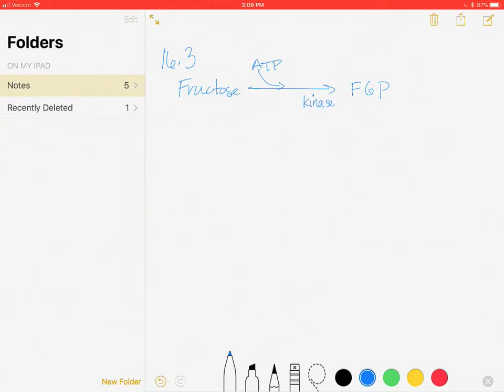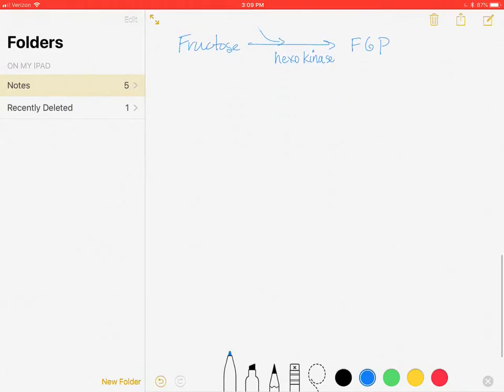And you remember in glycolysis, the first enzyme is hexokinase, and that phosphorylates glucose to glucose 6-phosphate. Well, hexokinase can also bind to fructose and phosphorylate it on the 6th carbon to make fructose 6-phosphate. So that's pretty interesting that the same enzyme can bind to two different substrates and phosphorylate them. Okay, so moving on to talk about the galactose and how it moves into the glycolysis.